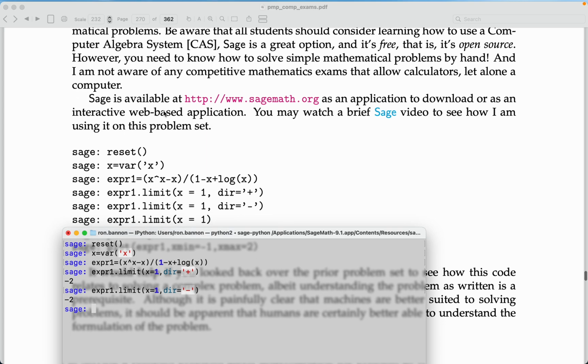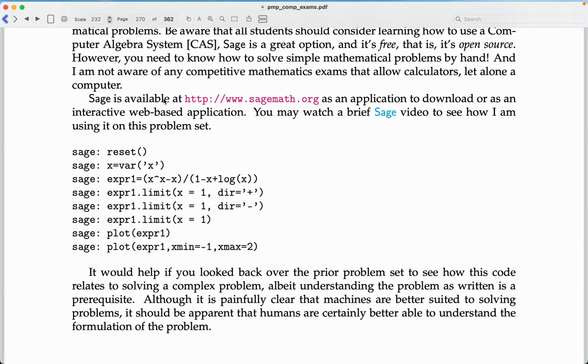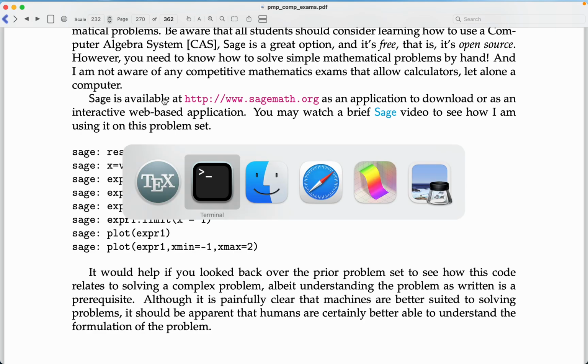Now if we just do the limit without a direction, that means from both the left and the right, and they have to be in agreement, by the way. Minus 2. And we expected that because they're both in agreement. Let's do the next thing, which is plot.